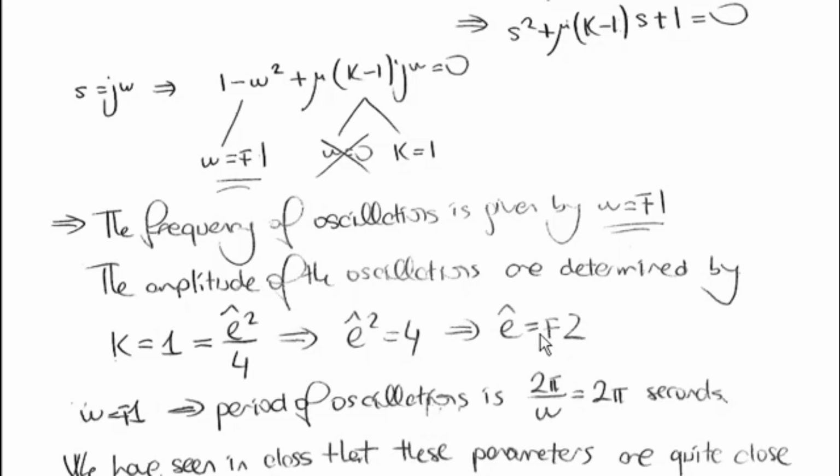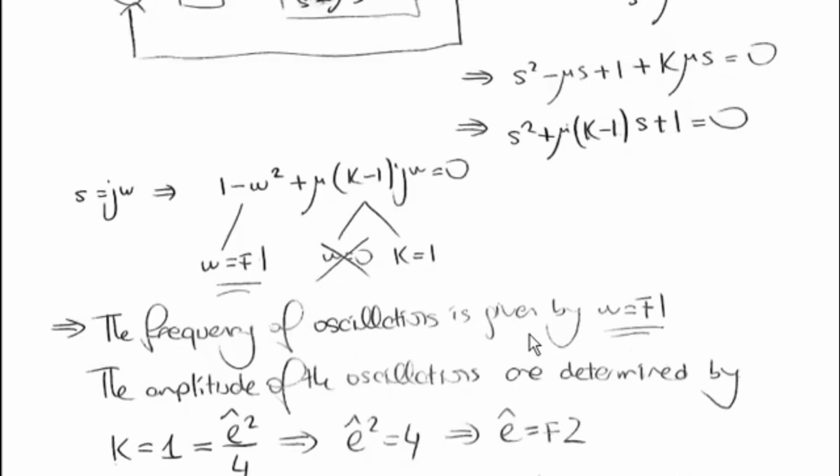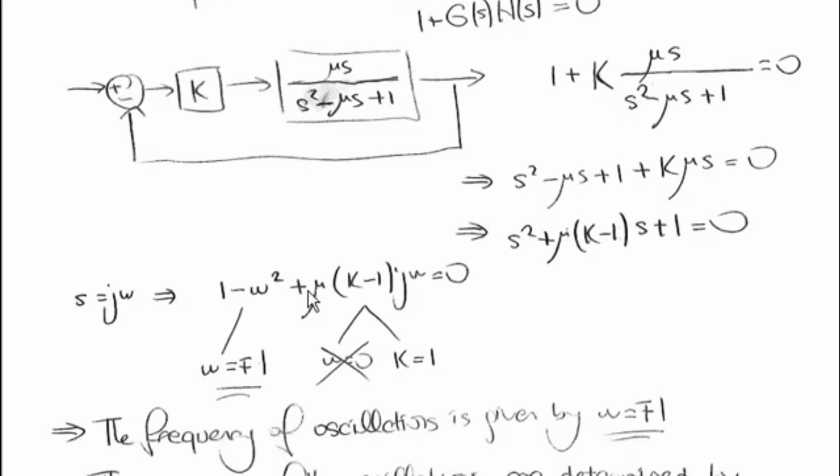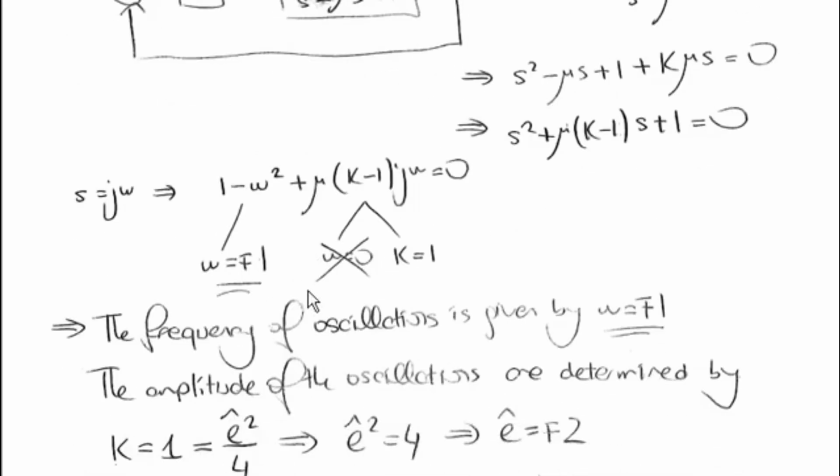So then we have found the approximate amplitude and frequency of the oscillations of our system. Remember, in linear control, if you have poles exactly on the imaginary axis, then the imaginary part of those poles would be the frequency of oscillations. And here we have the same situation.